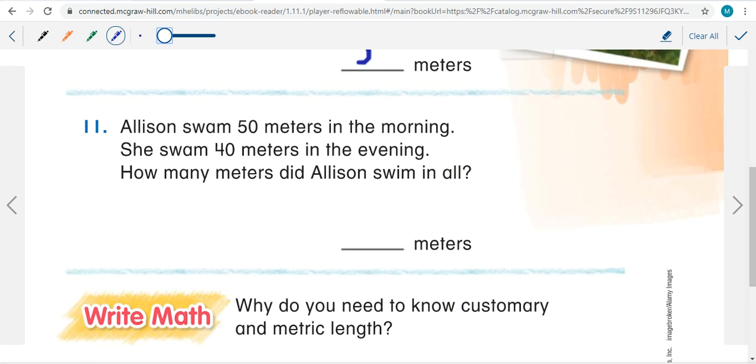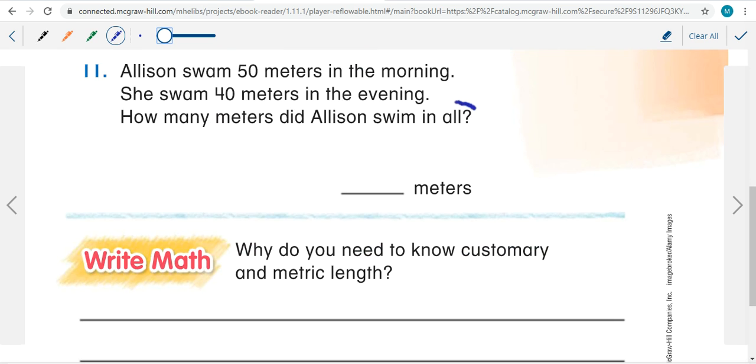Number 11. Allison swam 50 meters in the morning. She swam 40 meters in the evening. How many meters did Allison swim in all? Remember that when we see the words in all, we are going to add. We are going to find the total of 50 plus 40. 50 plus 40 is equal to 90.